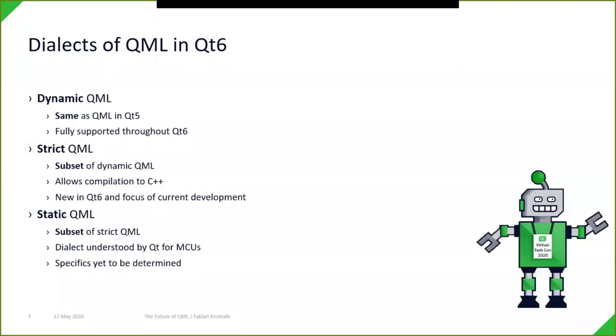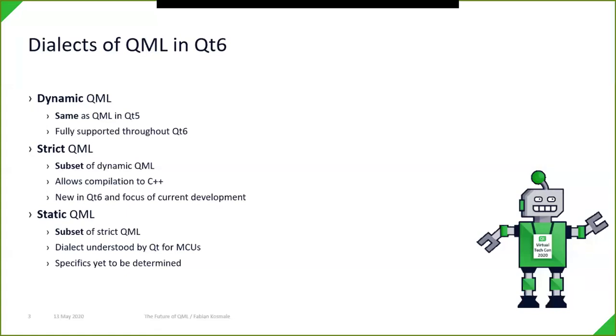Well, it will be that we will have 3 different dialects of QML in Qt 6. One of them should be familiar to all of you. It's dynamic QML, and it's really the same as QML in Qt 5. And this is important. This will be fully supported throughout Qt 6. So if you are already happy with QML, you don't have to fear anything. Everything will still work.